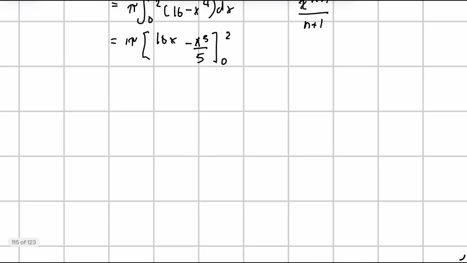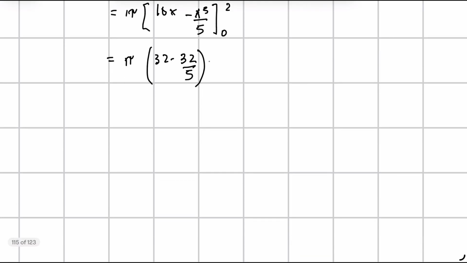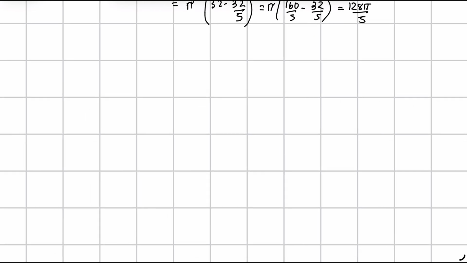So basically, this is going to be evaluated. We're going to have pi on the outside still, and we have 32 minus 32 over 5, because when we plug in the 0, we already know that's going to be nothing. So for here, we had everything that was 0. That just canceled out. And this is basically for the x is equal to 2 case. So then we can get a common denominator. We have pi. We have 160 divided by 5 minus 32 divided by 5, giving us 128 pi divided by 5.